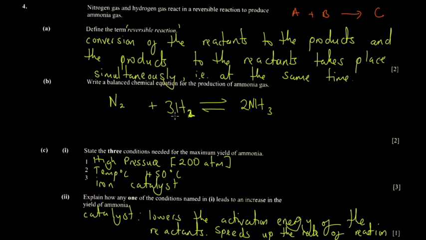This is happening at the same time, and you have to have conditions, which we are going to look at very soon, that allow you to have more of the ammonia. Since you want the ammonia, you can set the conditions to favor the forward reaction, or the production of ammonia.